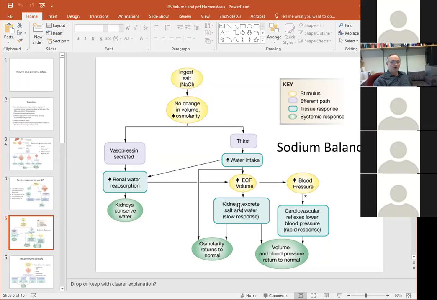Now that extra water might return the osmolarity to normal, but it's going to increase the blood volume when we do that. So we'll get a headache, at least I do. So then we have to hope that the blood pressure reflexes kick in to bring the blood pressure back down to normal. First, the rapid response through the CVCC and reduction in the sympathetic outflow of the locus coeruleus.